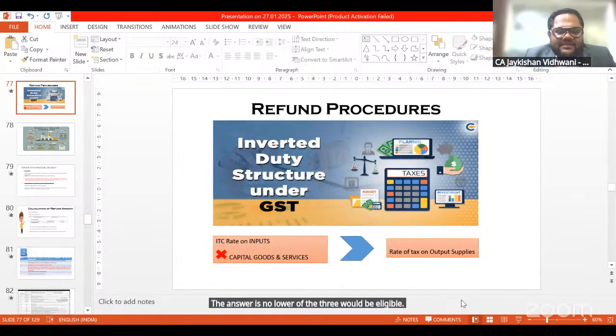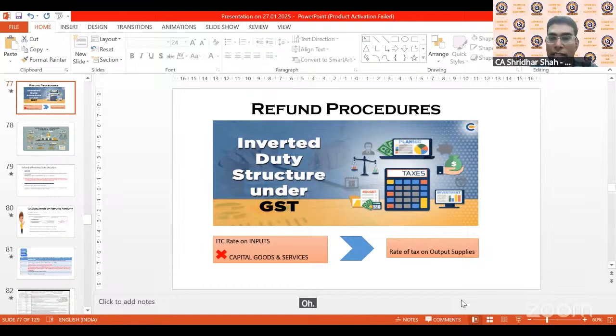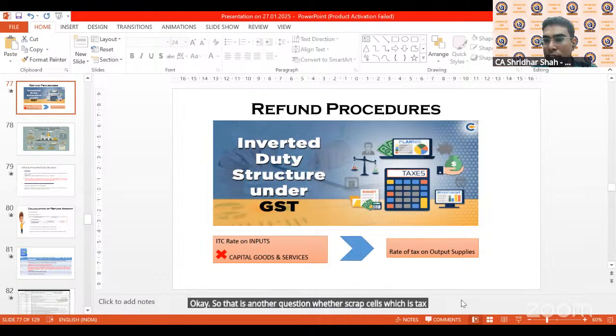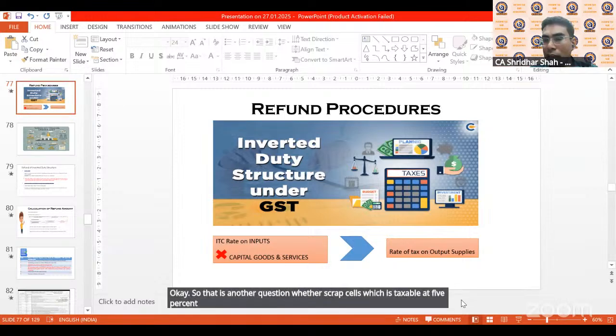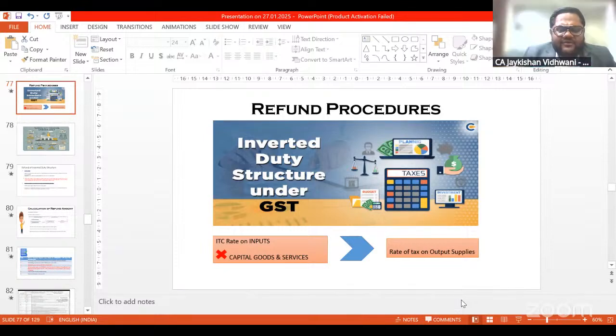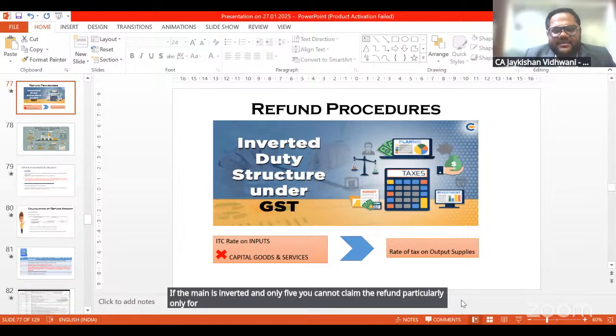So there is another question, whether scrap sales, which is taxable at 5%, generated during manufacturing of goods can also be included in inverted turnover. What is your main inverted turnover? If the main is inverted turnover, you cannot claim the refund particularly only for this 5% thing.